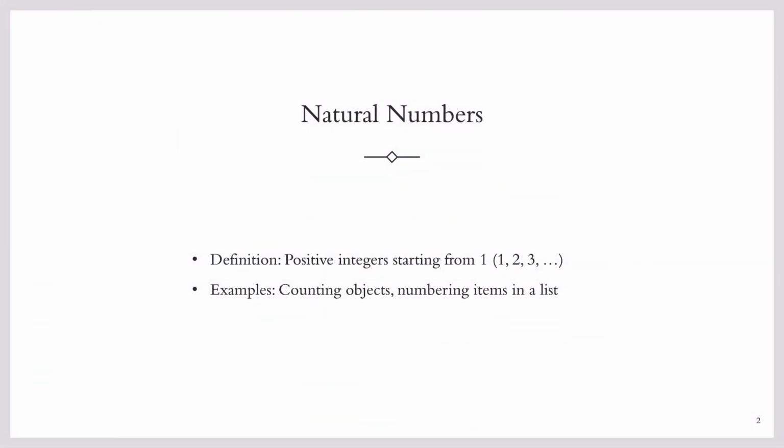The first and foremost category is the natural numbers. They are positive integers. They start from 1. All the numbers that we use to count objects or number items in the list are called natural numbers. For example, 1, 2, 3, 4, so on and so forth. Even all the numbers such as 10, 100, 1000, 10,000 and all the positive numbers are called natural numbers.